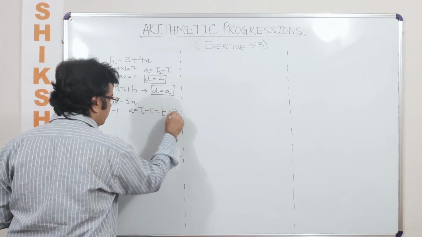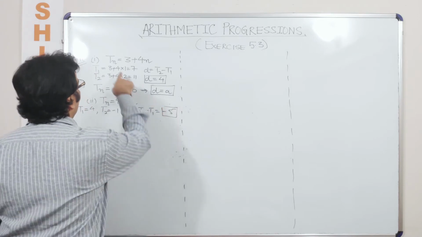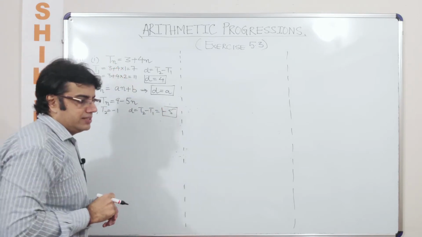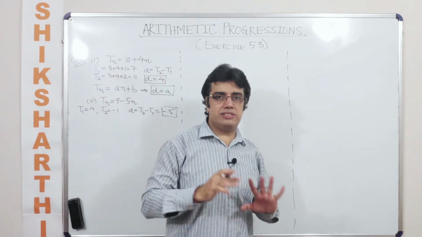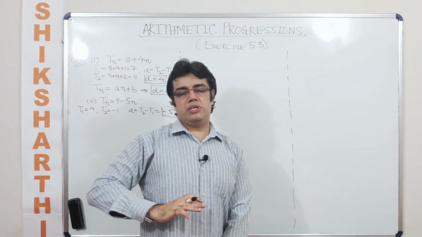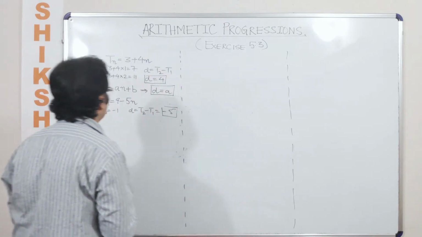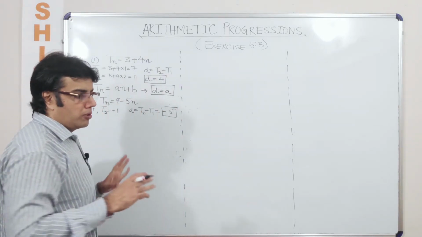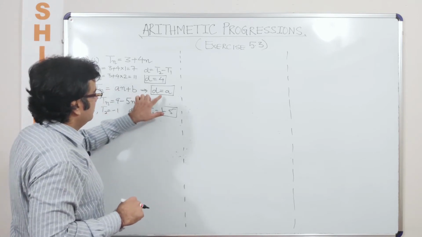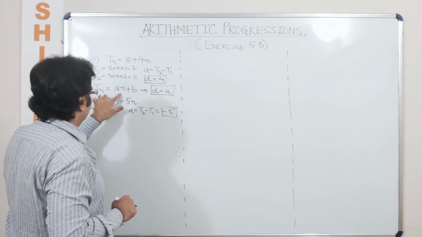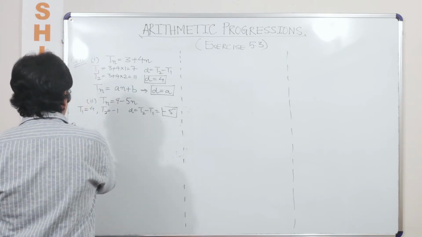Hence it is proved that, when the nth term of a linear series, let's say linear series here refers to an arithmetic series, is given to you as an plus b, in that case the common difference of this series can always be inferred as the coefficient of n. Okay, talking about question number 11.